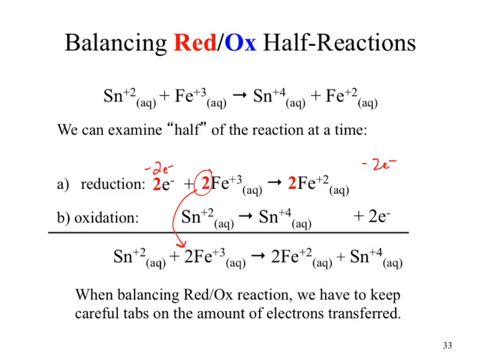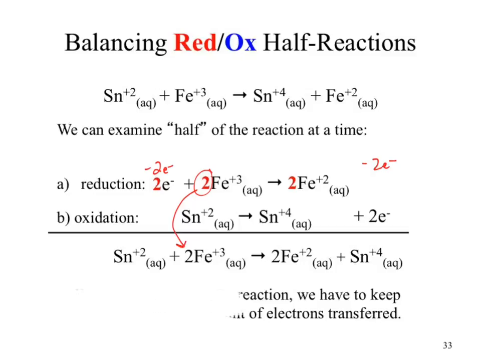Is this equation balanced? How many ions do I have on the reactant side? 2. How many ions on the product side? How many tins on the reactant side? How many tins on the product side? 1. So the atoms are balanced, so that's okay. What about the charge? What is the charge on my reactant side?